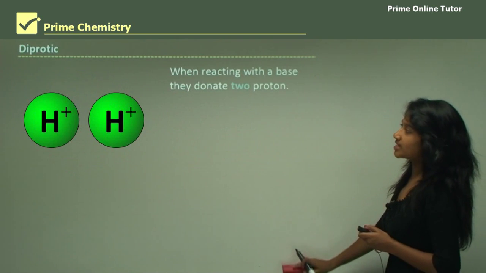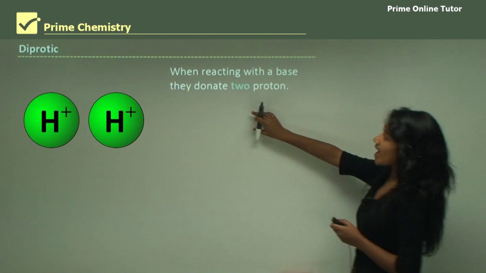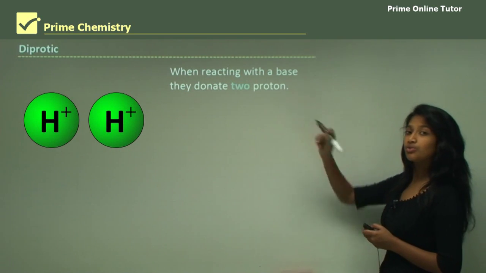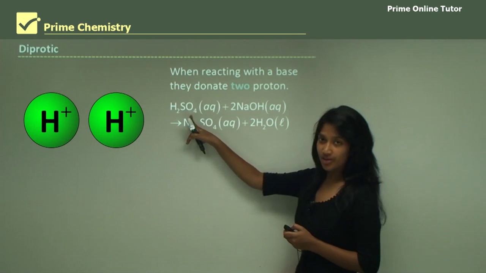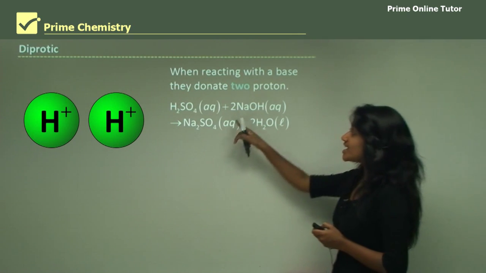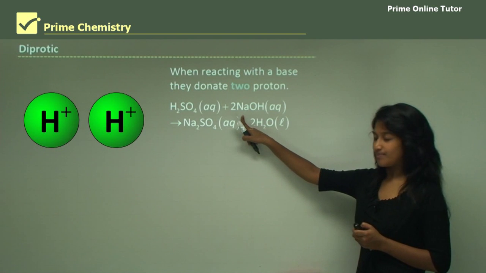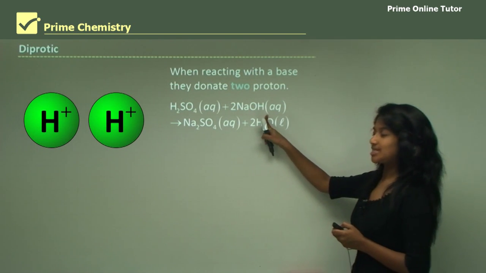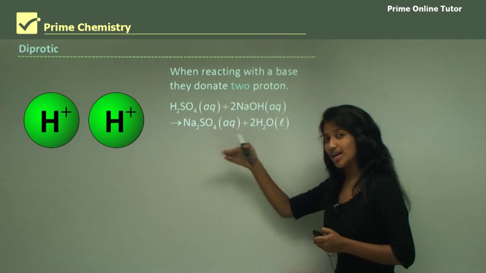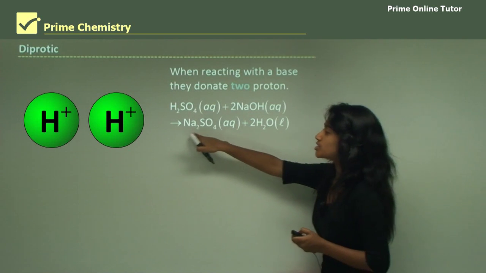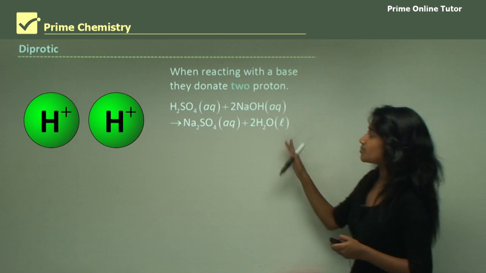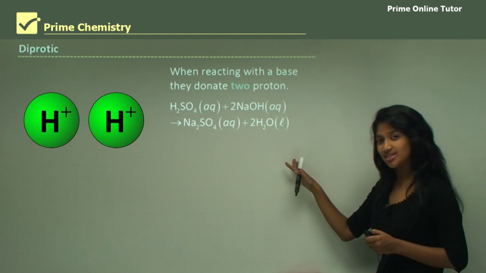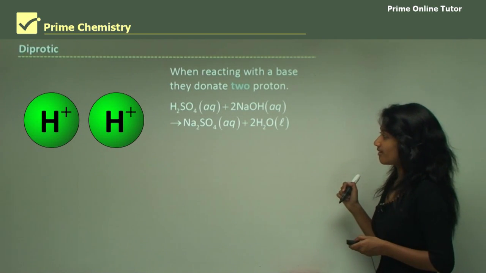Moving on to diprotic now. When reacting with a base, they donate two of the protons. So for example, here we have sulfuric acid, which is a diprotic acid. It reacts with sodium hydroxide. Now sodium hydroxide is a base, so they undergo a neutralization reaction to form sodium sulfate and water. So as you can see, when you're writing your equation, always write the states down and balance it.